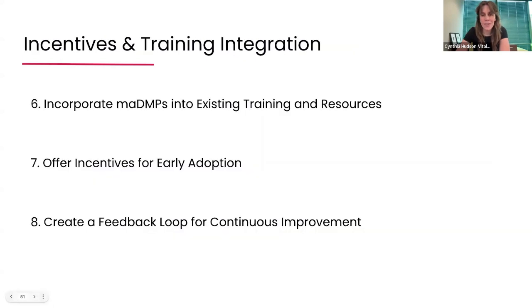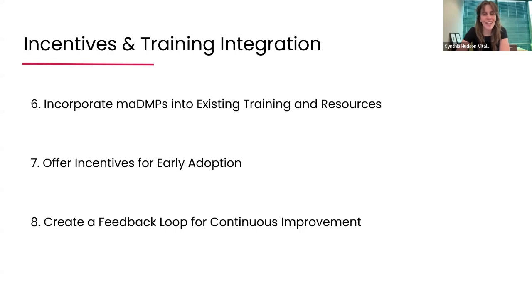So the next tips we have are around incentives and training integration. First and foremost, incorporate maDMPs into existing training and resources, whether that's grant writing workshops, new faculty onboarding, any responsible conduct of research training. This makes adoption feel more natural, and we're hoping helps avoid a sense of one more thing being added to faculty workloads.